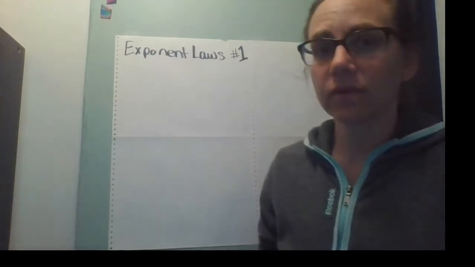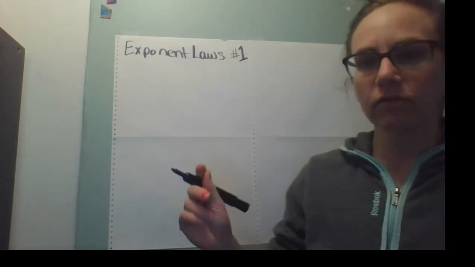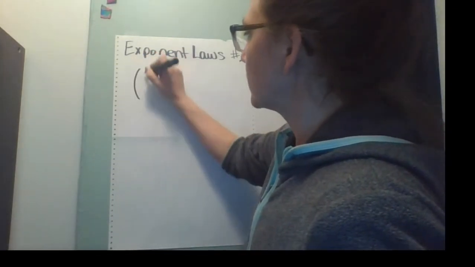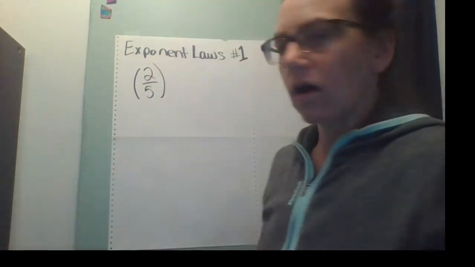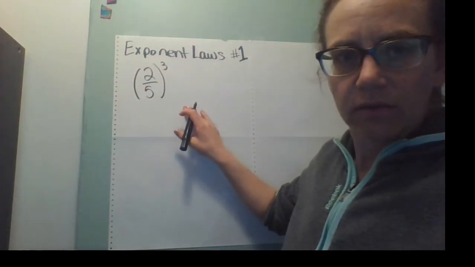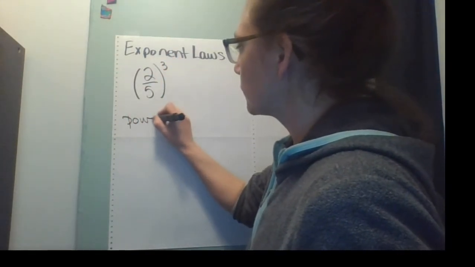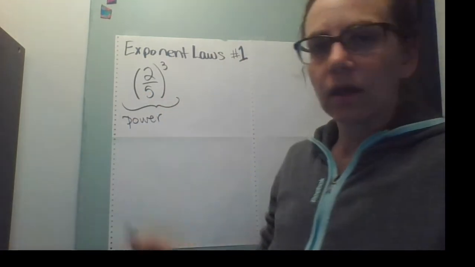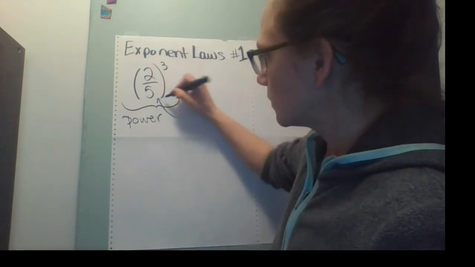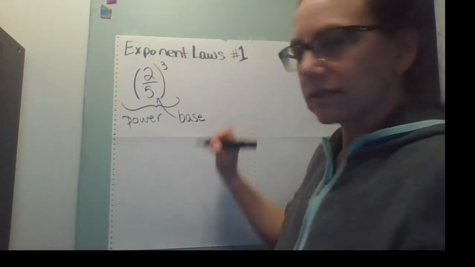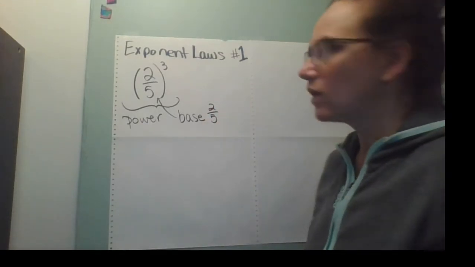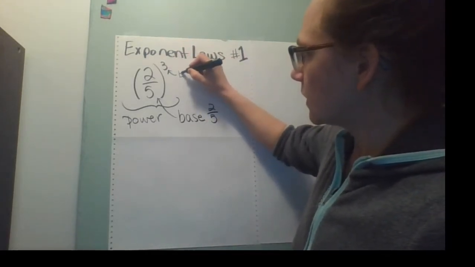Okay, we're going to start looking at some of the exponent laws. So let's remember first off even just what an exponent is. If I have, let's say, 2 over 5, all to the exponent 3, this whole thing is called a power. The part inside the brackets is called my base. And because it's all in brackets, in this situation, my whole base is 2 over 5. And then the little number up top is called my exponent.